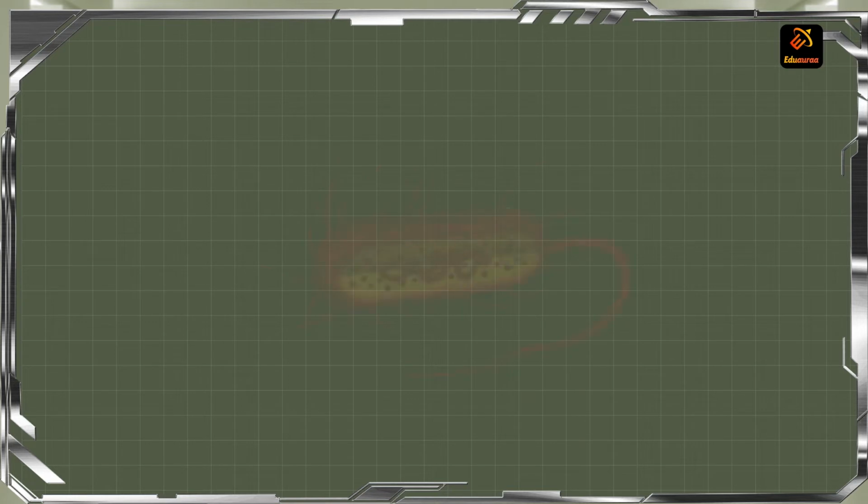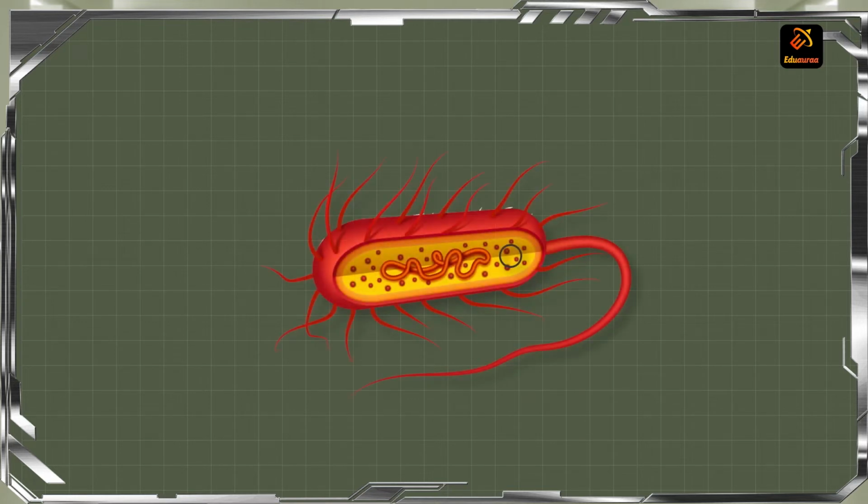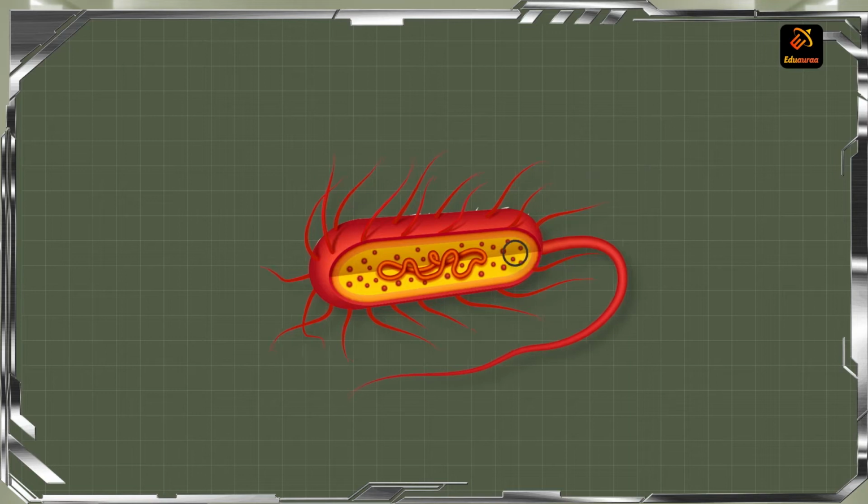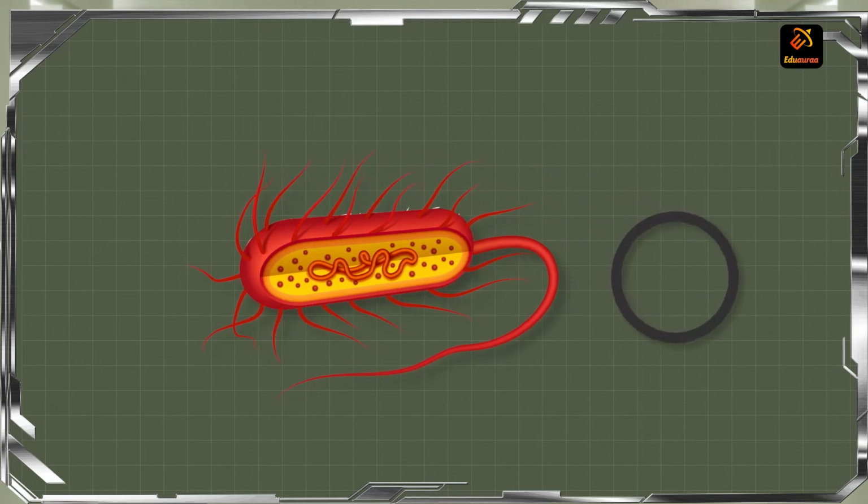Let us now focus on the bacteria E. coli. E. coli stands for Escherichia coli. E. coli has its main bacterial genome, that is here. But other than the bacterial genome, it has this extrachromosomal circular piece of DNA, which is called the plasmid. So I have an E. coli. There is a plasmid in this E. coli. We will remove this plasmid out. Here. This is a plasmid.